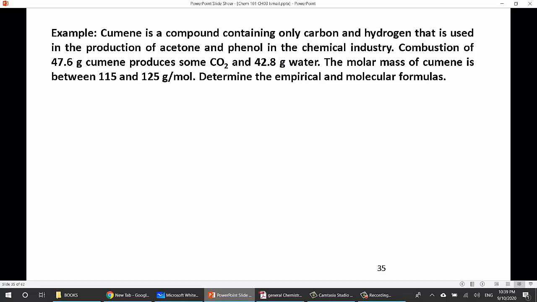Combustion of 47.6 grams of cumin produces some CO2 and 42.8 grams of water. He's not giving you how much CO2 is produced, but we will still be able to solve this question. The molar mass of cumin is between 115 and 125 grams per mole. That's good, he's giving you an idea of the molar mass of cumin. Determine the empirical and molecular formulas.